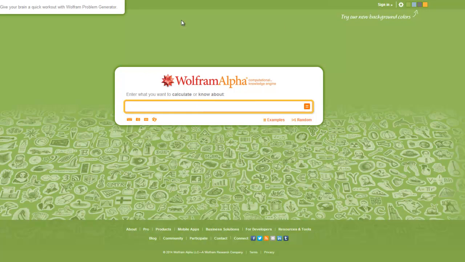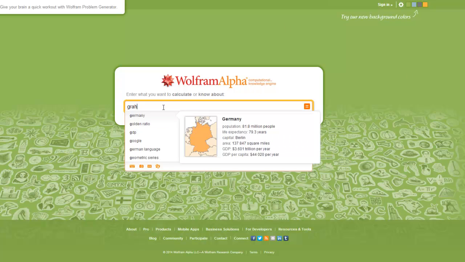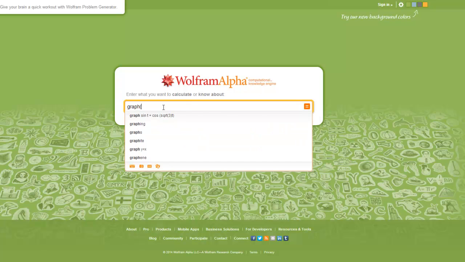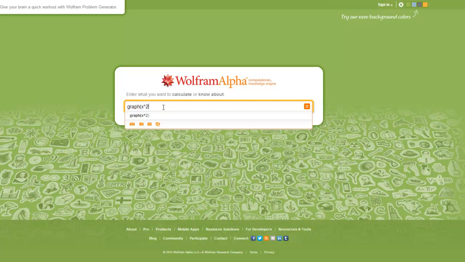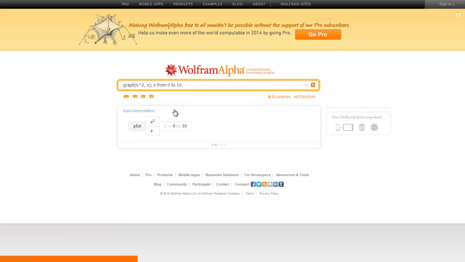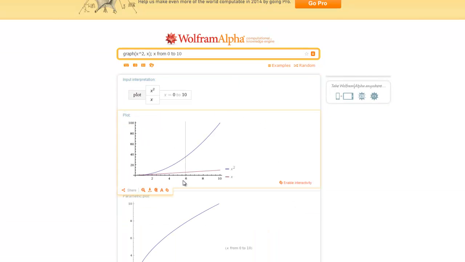So here we are with Wolfram Alpha, and let's say we're comparing two equations, x and x squared. So we just want to plot those. We're just going to say graph x squared. We'll use the caret for exponentiation, and we'll graph it against x. And then we can also specify a range of x. So I'll just say x from 0 to 10. I'll hit enter, it will graph it, and here's the plot.